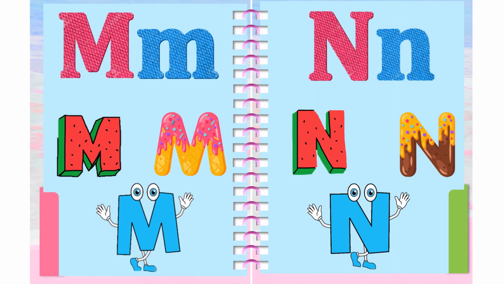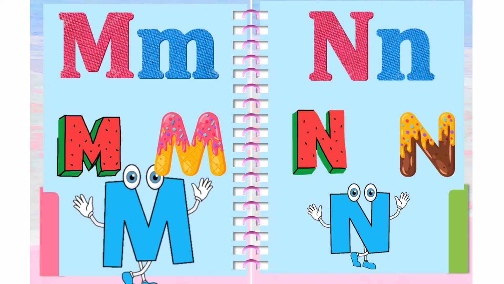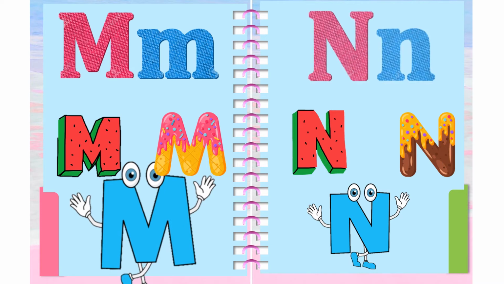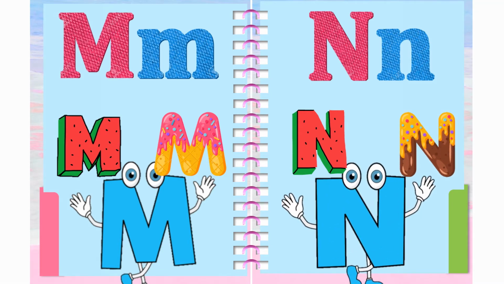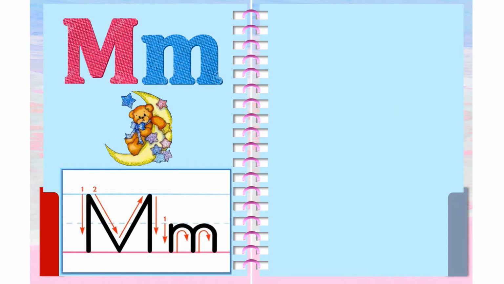This is letter M. It says m, m, m. This is letter N. It says n, n, n. This is letter M. M, m, m. Here are some words that begin with letter M.